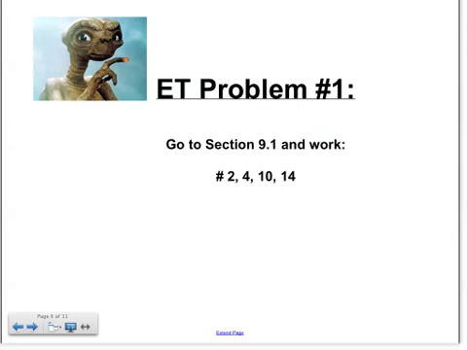All right, next. Oops, ET problem. Go to section 9.1 and work 2, 4, 10, and 14. 2 and 4 are graphs, so those shouldn't take you very long.